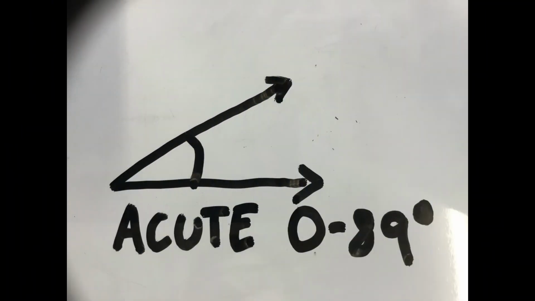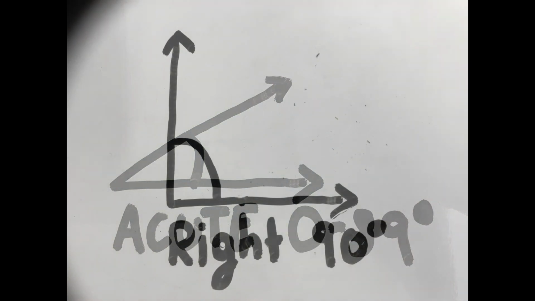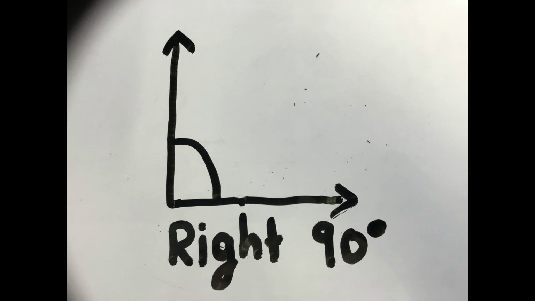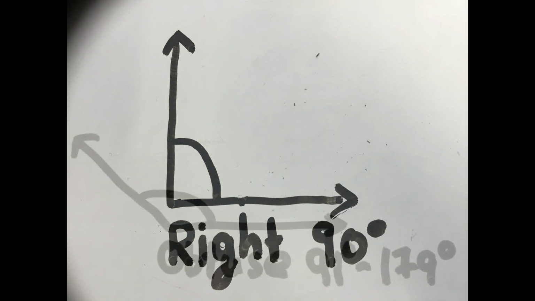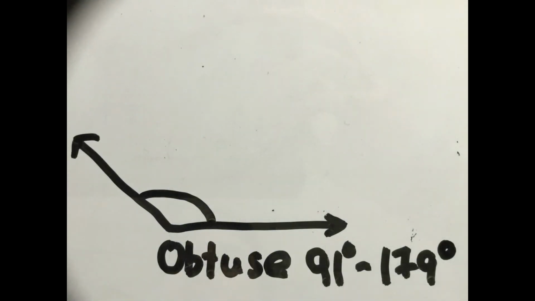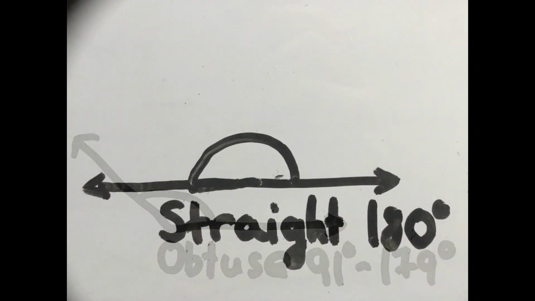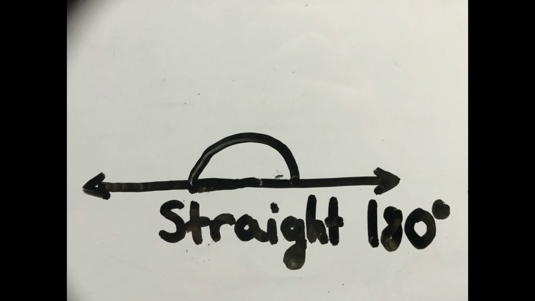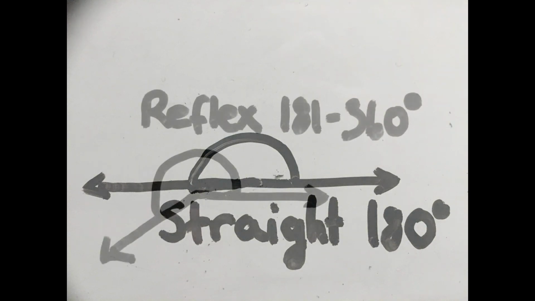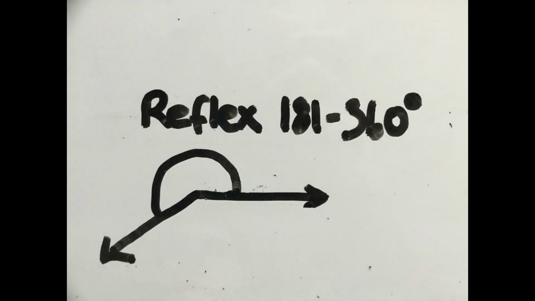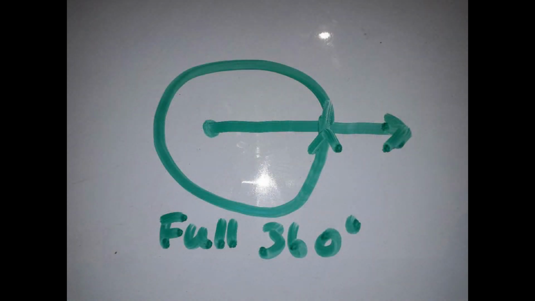We have acute angles, 0 to 89 degrees. We have right angles, which are 90-degree angles. We have obtuse angles, which range from 91 to 179 degrees. We have straight angles, which are 180 degrees. And we have reflex angles, which are 181 to 359 degrees, because 360 degrees is the full angle.